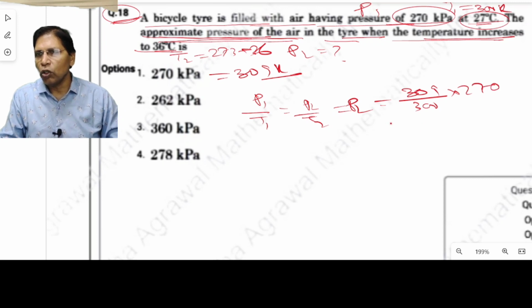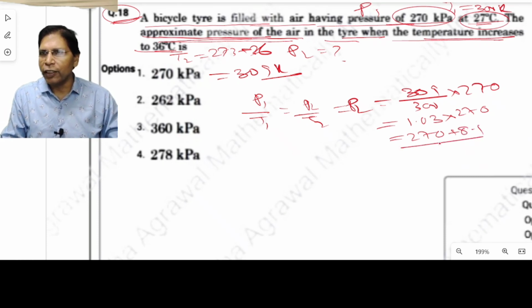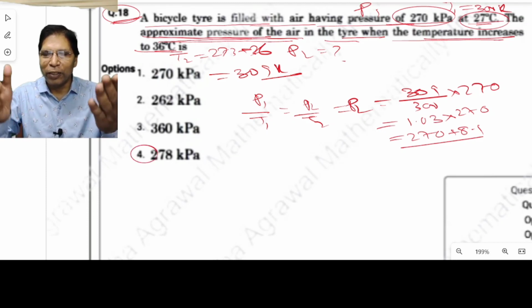Right? So 270. Therefore, this is 1.03 into 270. So this is 270 plus 8.1. So this is 278 kilopascal, the pressure of the air.